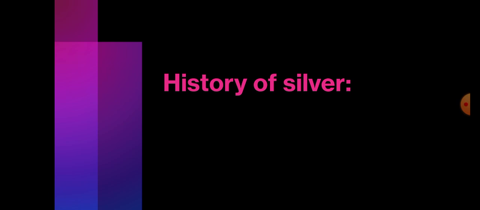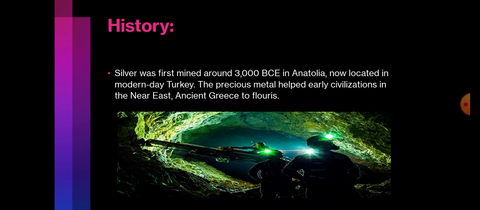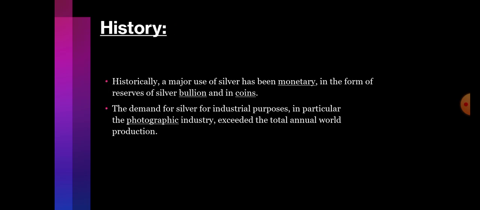History of silver. Silver was first mined around 3000 BCE in Anatolia, now located in modern-day Turkey. The precious metal helped early civilizations in the Near East and ancient Greece to flourish. Historically, a major use of silver has been monetary, in the form of reserves of bullion and in coins. The demand for silver for industrial purposes, in particular the photographic industry, exceeds the total annual production.